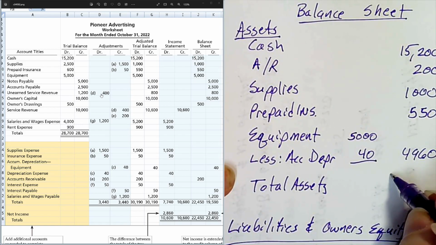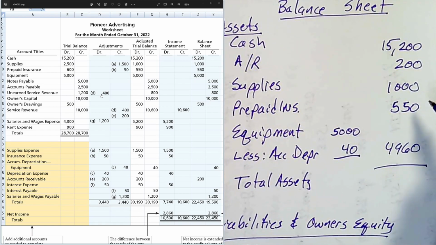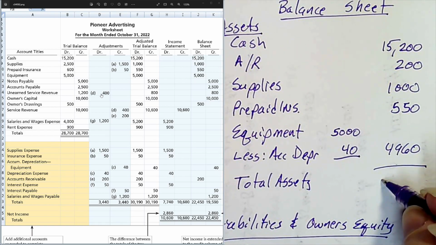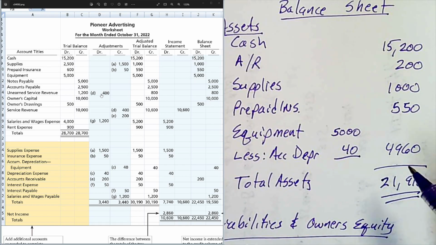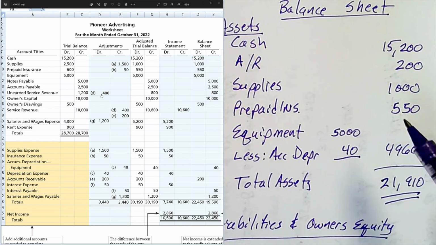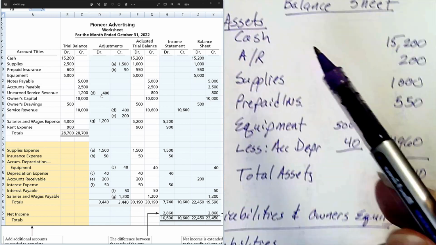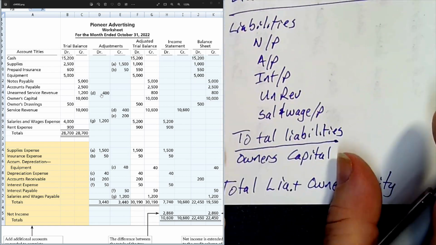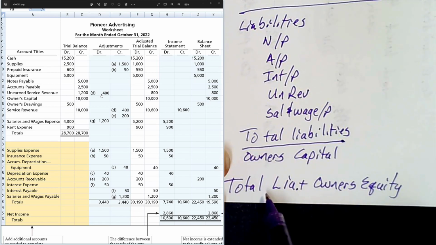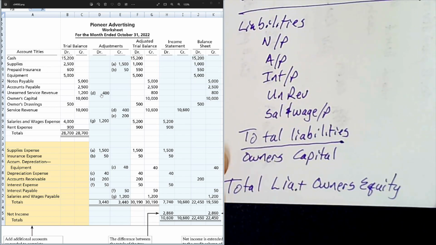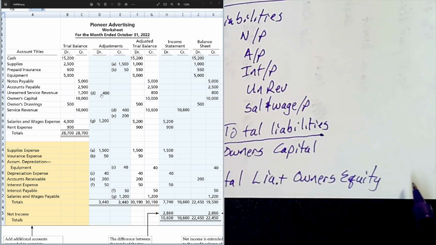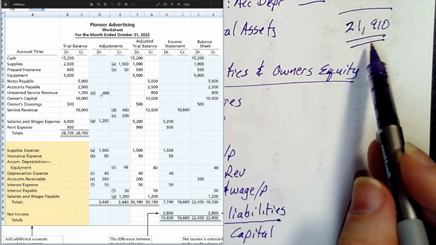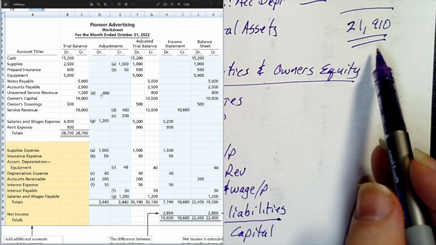And then my total assets are going to be adding up this whole column here. So it'll be 21,910. Now, remember, the whole bit about the balance sheet is that the assets must equal, remember, A equals L plus E. So when we come down to this one down here, total liabilities plus owner's equity, whatever this number ends up being has to be equal to 21,910. That's the balance sheet. It must balance.